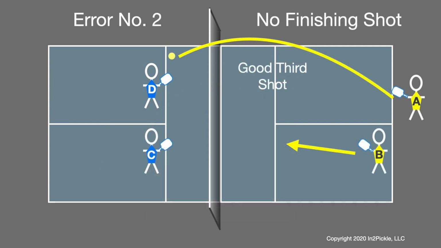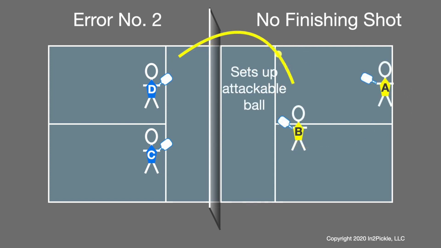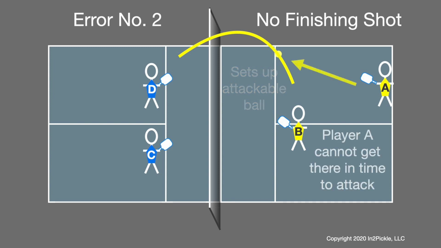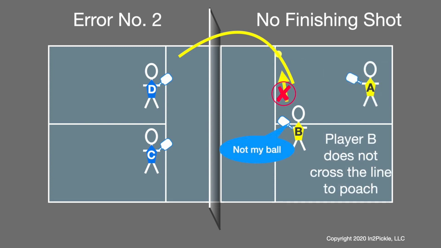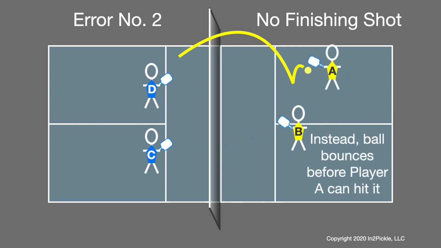The second sort of error arises from missed opportunities. What can happen is you'll have a situation where there's an attackable ball. One of the players is already up at the NVZ, the other player is still moving up. In this example, player B on the yellow team is already up at the non-volley zone and can attack the poachable ball or the attackable ball hit by the blue team. But because the ball is on the other side of the center line, player B doesn't cross the center line to hit this ball, thereby giving up the opportunity to attack and win the point.